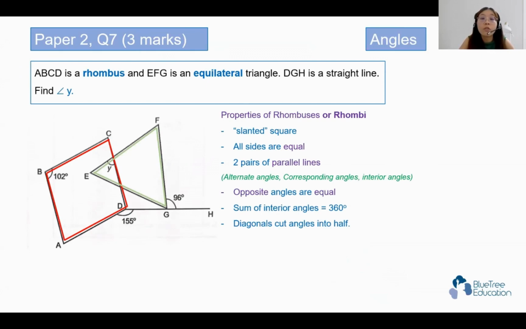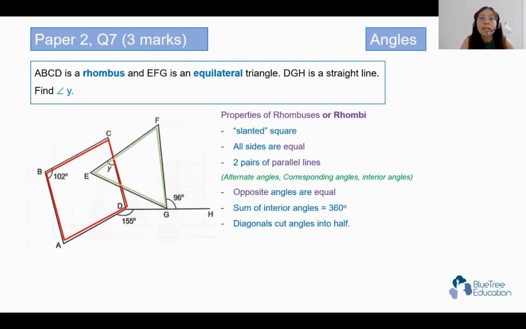And you have EFG is an equilateral triangle, okay? The one in green. And then you have a straight line, DGH, okay? And they're asking you to find angle Y, right? So let's recap, okay? Whenever you see an angles question, always recap on the properties of the shapes that are given to you. They gave you a rhombus, they gave you an equilateral triangle.